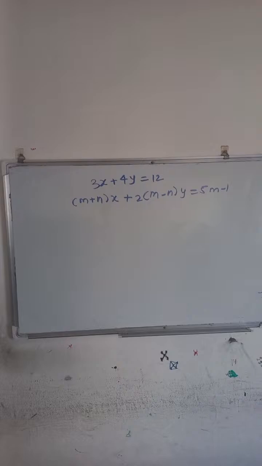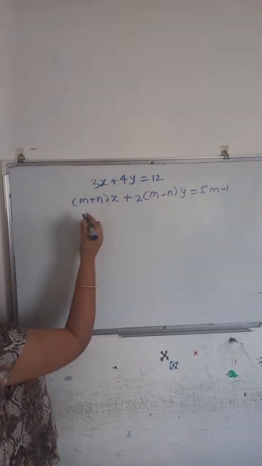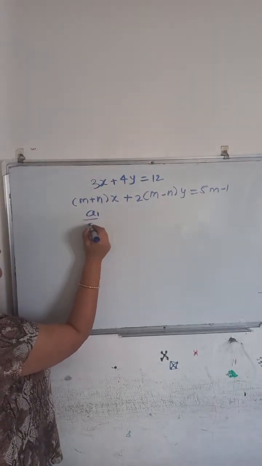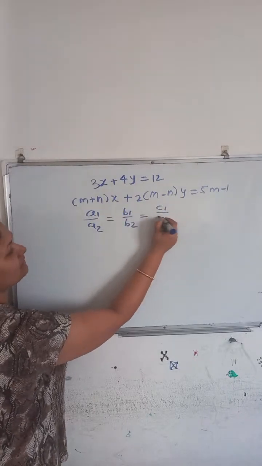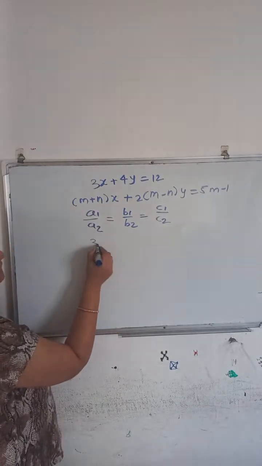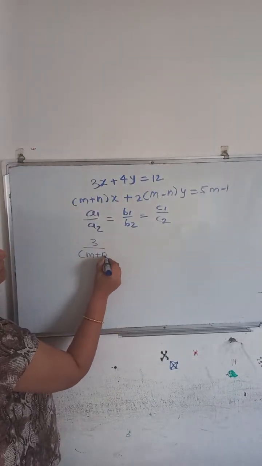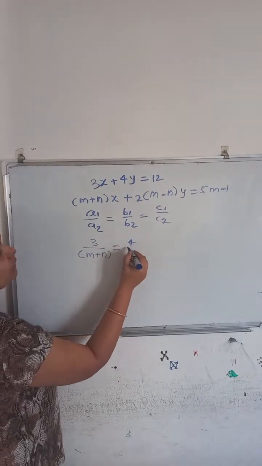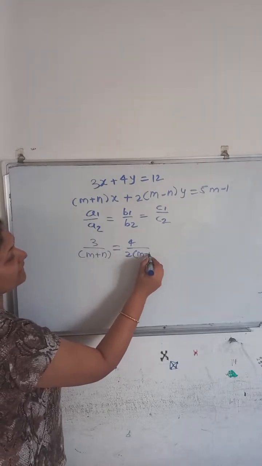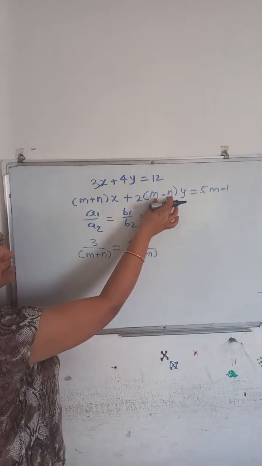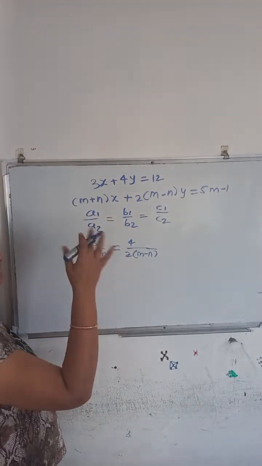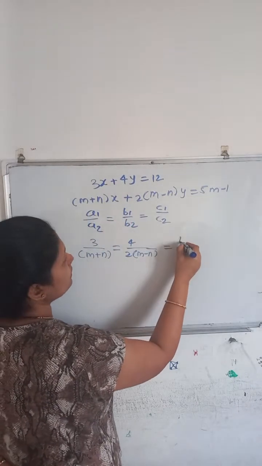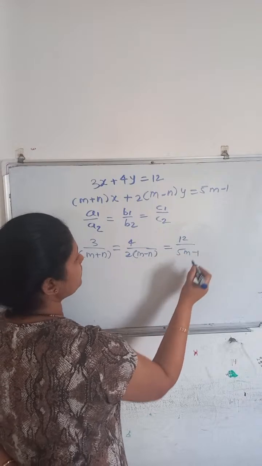Infinitely many solutions they are saying, no? In the infinitely many solutions condition, a1 by a2 equals b1 by b2 equals c1 by c2. So a1 is 3 and a2 is m plus n, equal to 4 upon 2 inside the bracket (m minus n). Don't take only m minus n, 2 is also there, don't forget. Otherwise if you forget, then your entire answer will go wrong. Equal to 12 upon 5m minus 1.